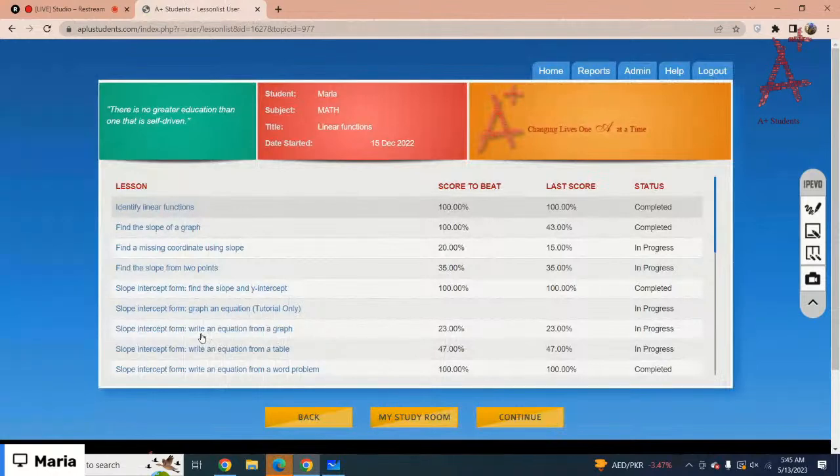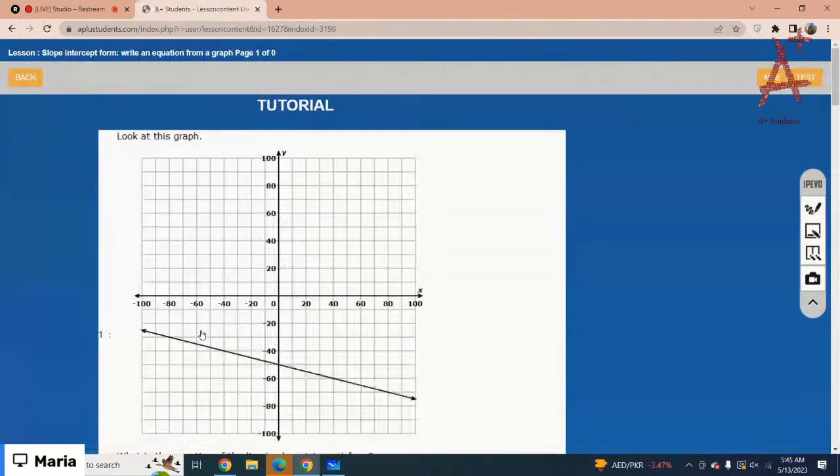Okay, the next one is slope intercept form. Write an equation from a graph. So you're given a graph, and you have to write down the equation from the graph. The lesson we just did was the opposite: we were given an equation and had to draw the graph. Now we are given the graph and have to write down the equation. So basically we need to do the same thing we just did.